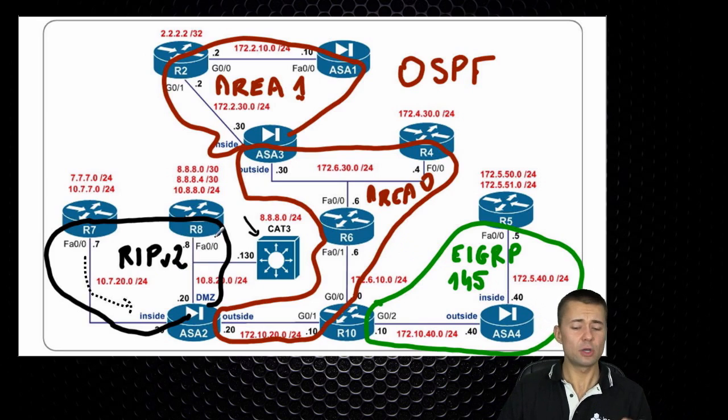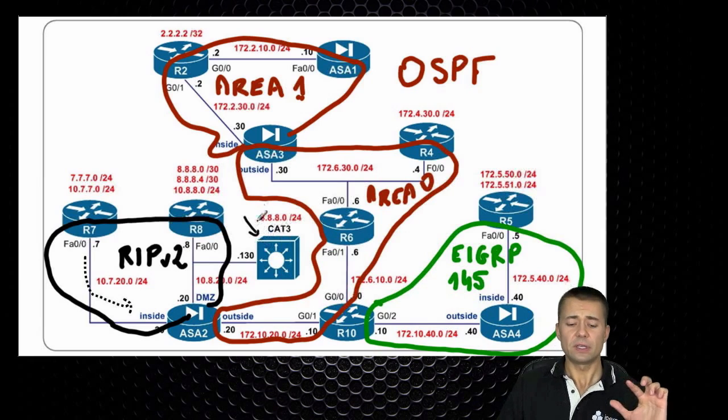So if my goal was to obtain full IP reachability in this network, which is actually what I'm not trying to show you, because we're trying to filter out the prefixes, we would have to redistribute mutually between those different routing protocols.